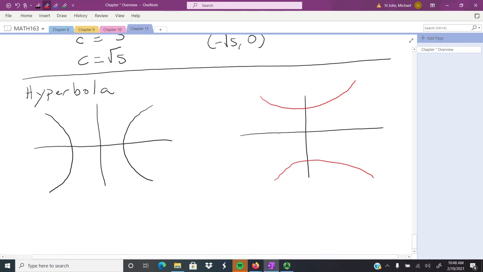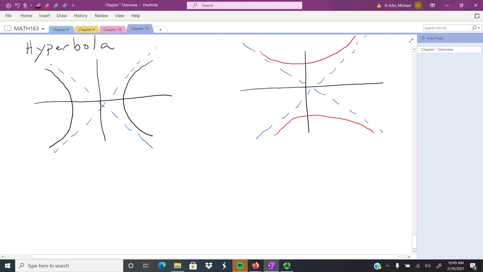And the other thing about our hyperbolas is we're going to have some asymptote lines. So there'll be one here, and there'll be one going this way, and then the same thing here. There'll be one there, and then there'll be another one going that way. So we'll have some asymptote lines in here. All right, so let's get to our equations for these.